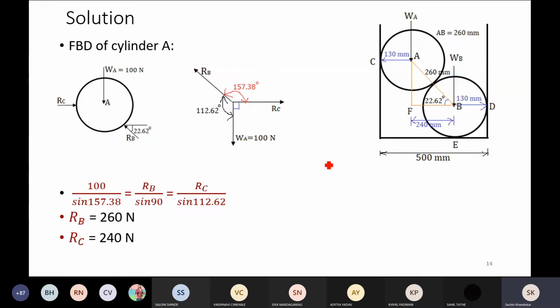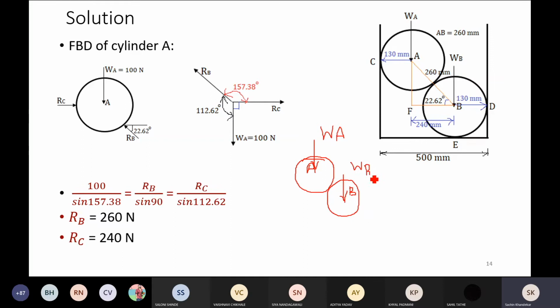So sometimes it is required to consider FBD of both the bodies together, something like this. Now in this problem it is not required, but in some problems it is required to consider FBD of both the bodies together. Now here I am going to draw FBD of A and B together. Now what are the various external forces acting on it? Of course, the first ones are the weight of A and the weight of B.